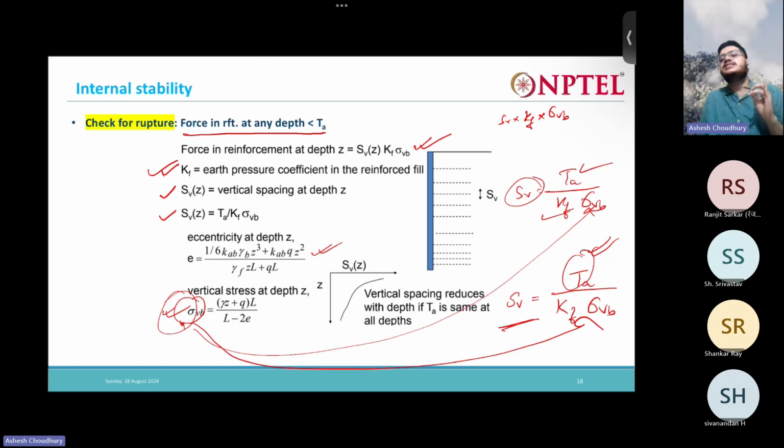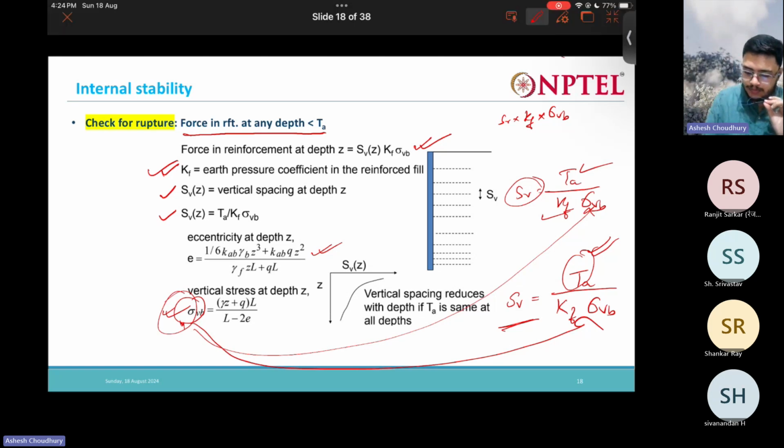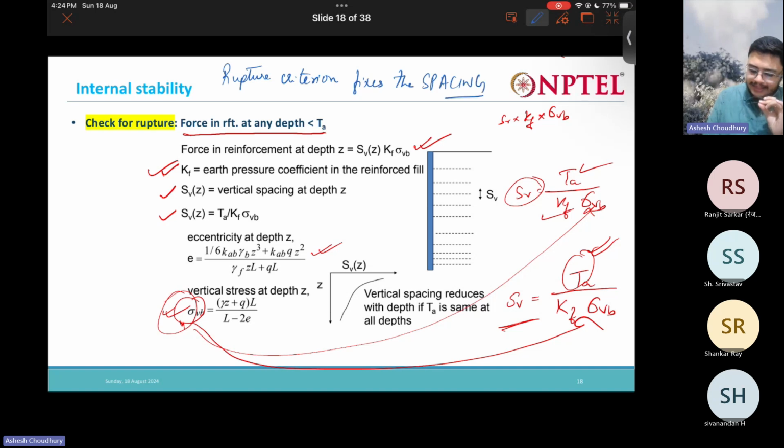So rupture criteria fixes the what? Rupture criteria fixes the spacing of the reinforcement. Okay, so this is very important. So rupture criterion fixes the spacing. So when you select this spacing, you ensure that there will be no rupture failure. Okay, so rupture criteria fixes the spacing.